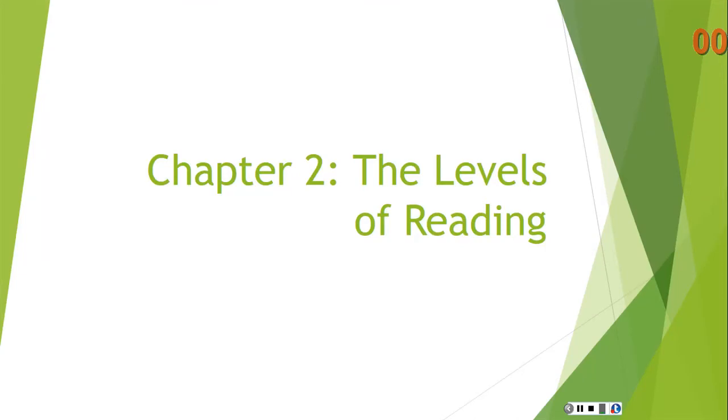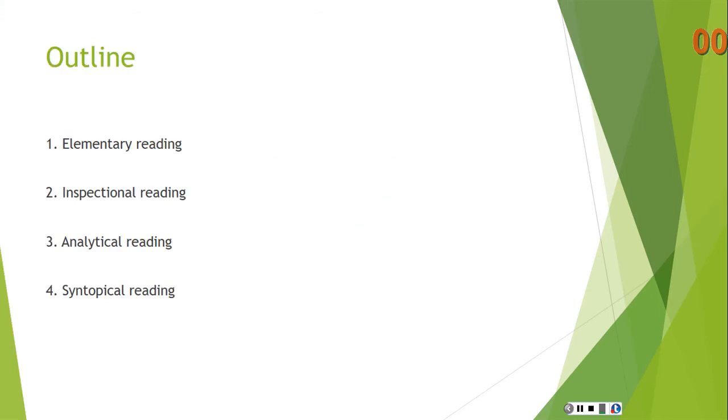Alright, here's the lecture on Chapter 2 of How to Read a Book, and this chapter is very brief. It's on the various levels of reading. Adler identifies 4 levels of reading: elementary reading, inspectional reading, analytical reading, and syntopical reading. I'll go through each of those in turn, and this lecture is going to be very brief.